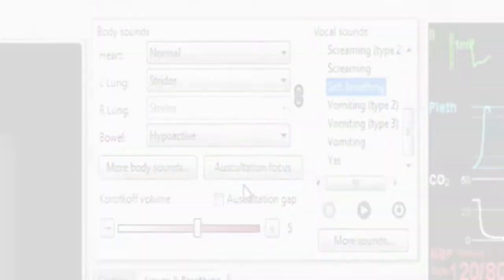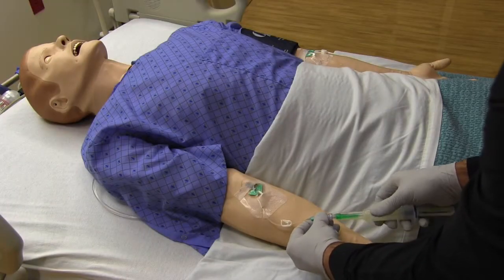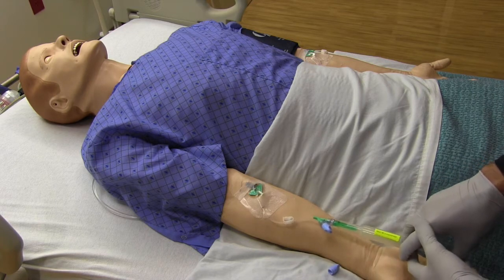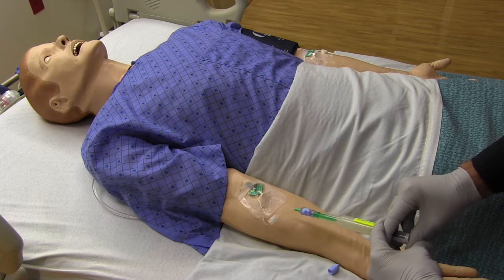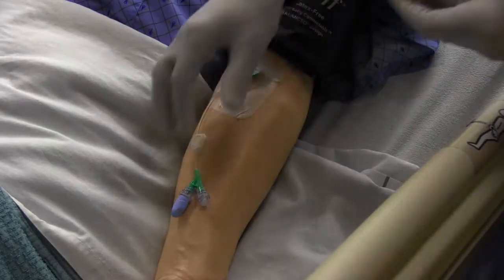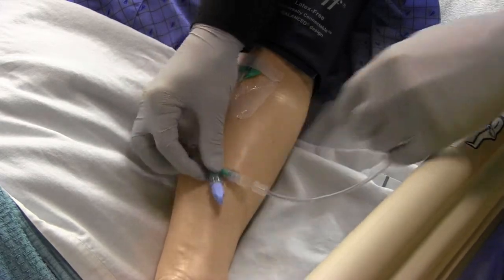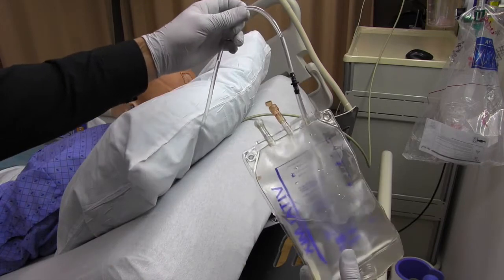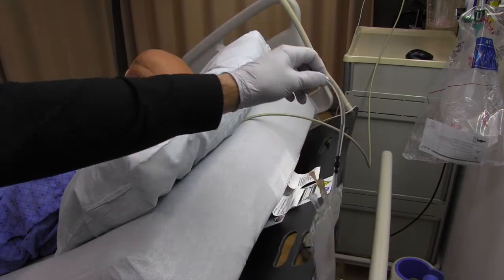You will notice that the Manikin has IVs in place on both the right and left arms. If you need to administer a medication, please do not verbalize and pretend. Please actually push the medication and use the IV access that is available. The same is true for any fluids that need to be hung. Any fluid that is pushed into the Manikin is collected into a drainage bag behind the bed. If you see these drainage bags during the simulation, please disregard them and pretend they are not there.